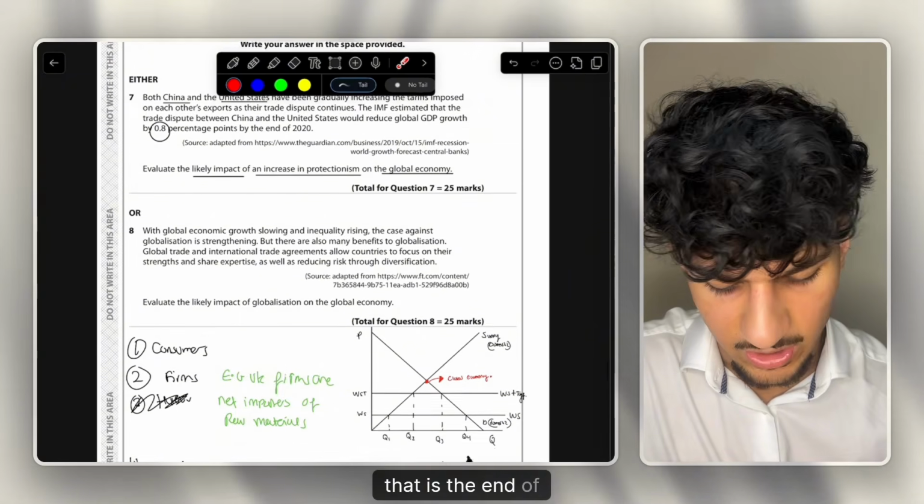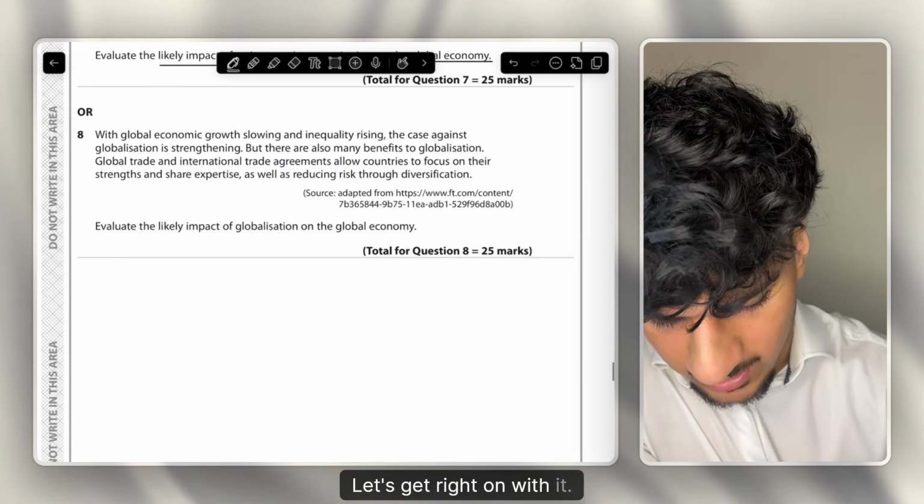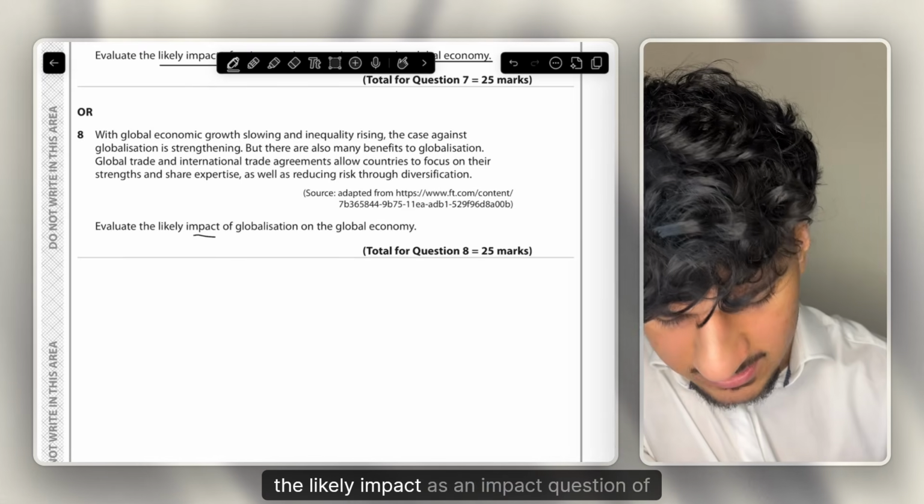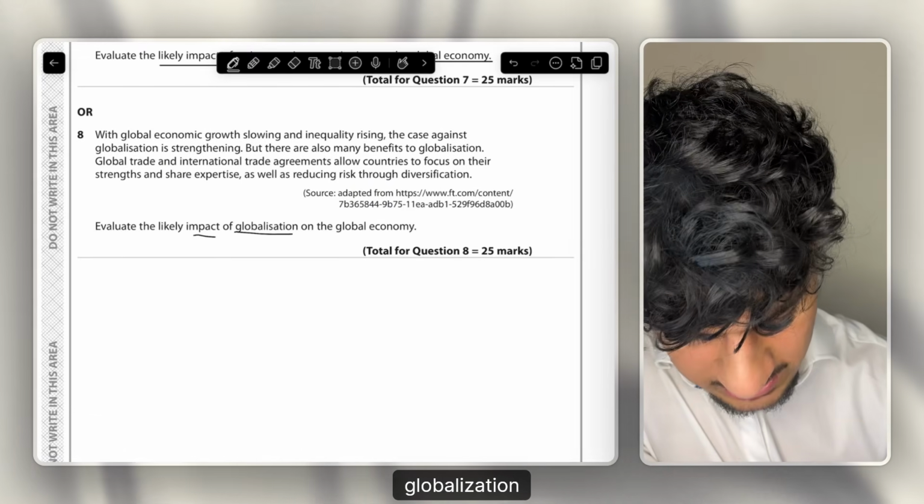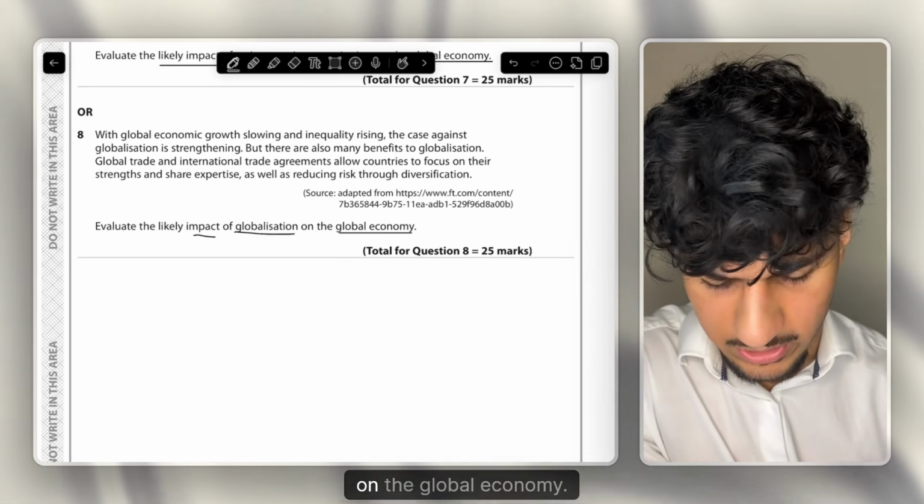But yeah, that is the end of the numbers. Moving on to the second 25-mark question. Let's get right on with it. Evaluate the likely impact, it's an impact question, of globalization on the global economy. So the impacts of globalization on the global economy.